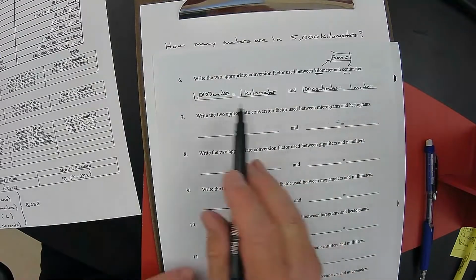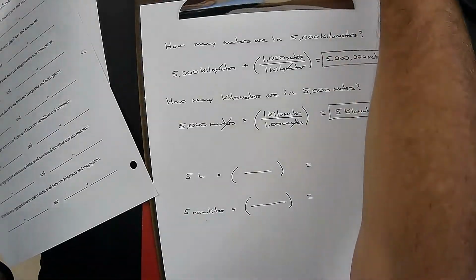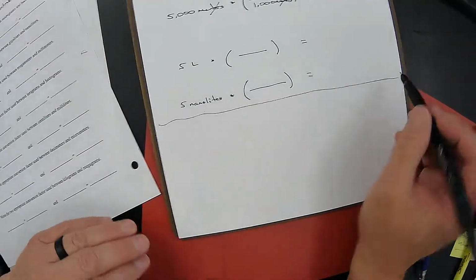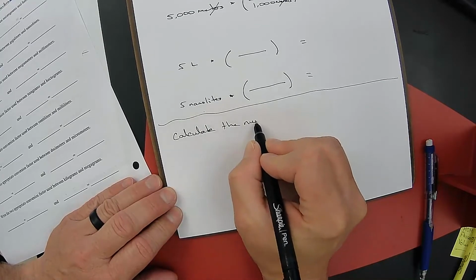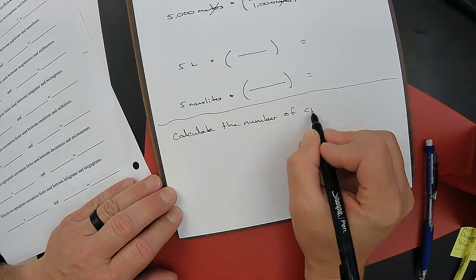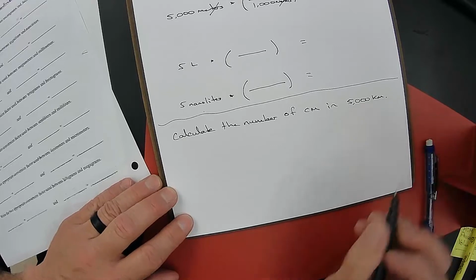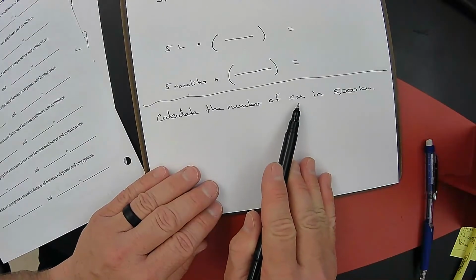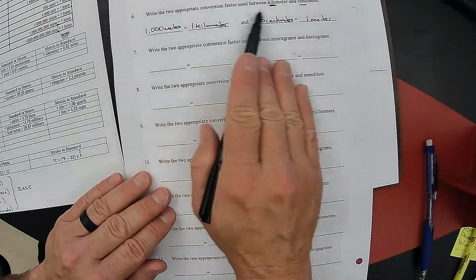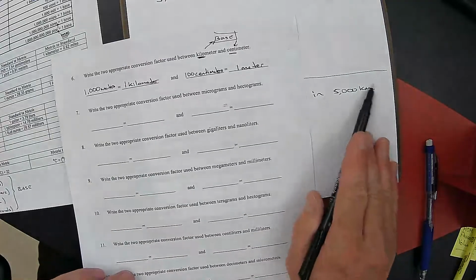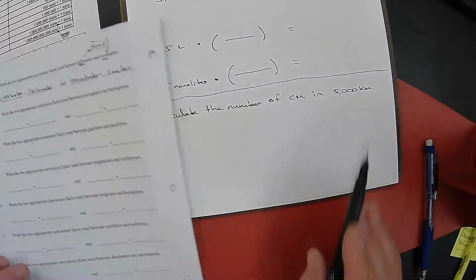Those are the conversion factors that I would use. Now, what kind of question would be asked that I would have to use these conversion factors? Let's look at an example. Let's say an example asked us, calculate the number of centimeters in 5,000 kilometers. And I hope it's okay, I abbreviated centimeters with cm and kilometers with km. So write the two appropriate conversion factors from kilometers, because I'm given the kilometers, and centimeters.